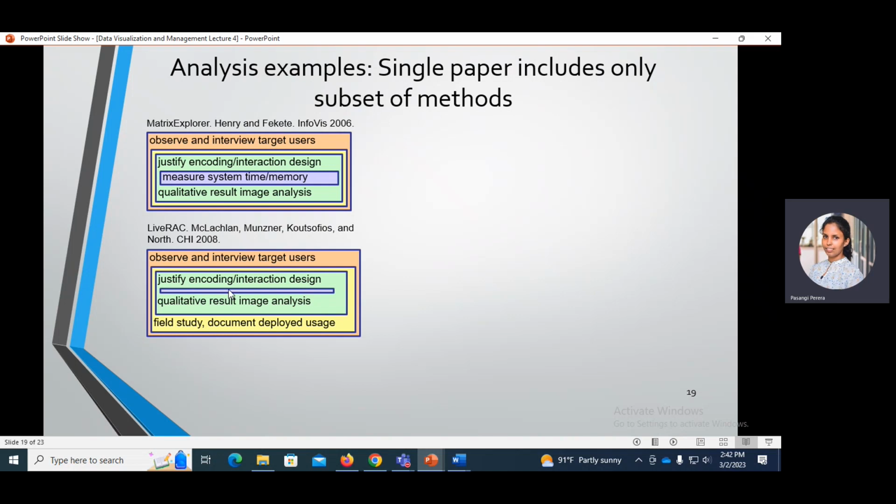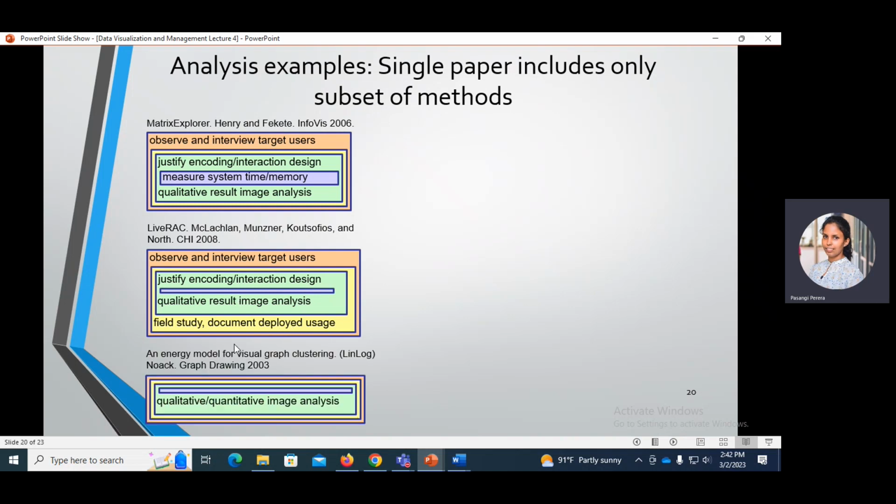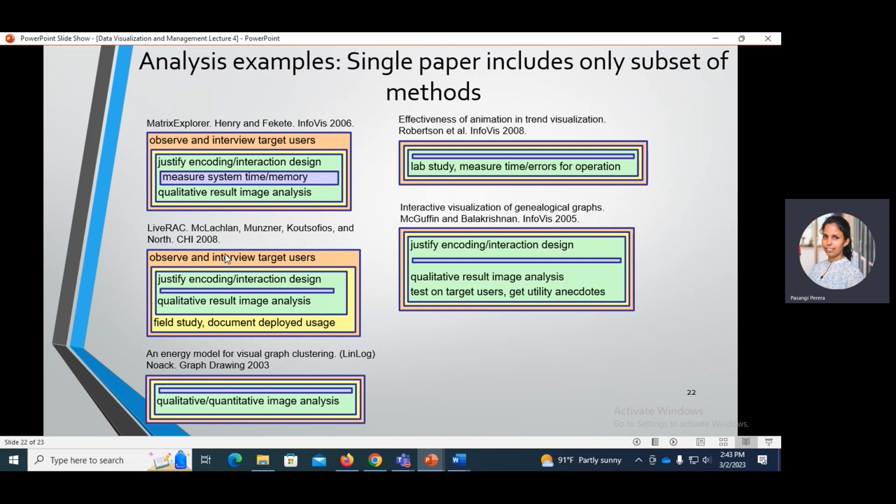And then we have the qualitative result, image analysis, and finally the field study, or as the document says, deployed usage. Here we have another one, which would be much closer to qualitative or quantitative image analysis. Then we have the effectiveness of animation in trend visualization, and the interactive visualization of genealogical graphs. These are a few analysis examples where a single paper includes only a subset of methods.